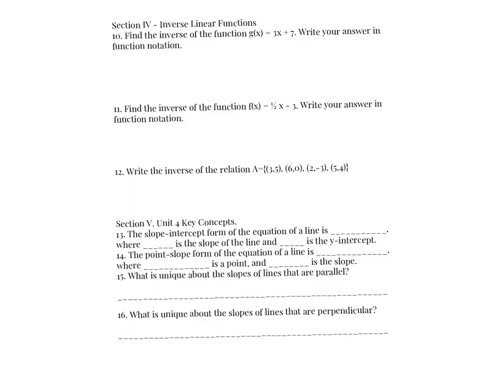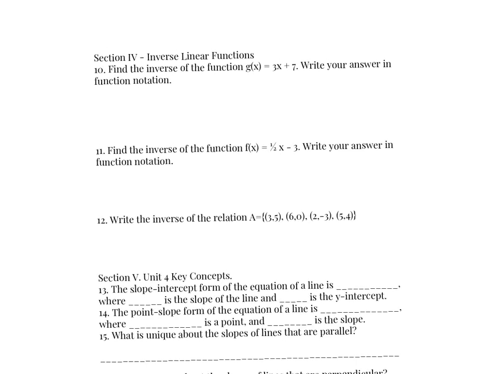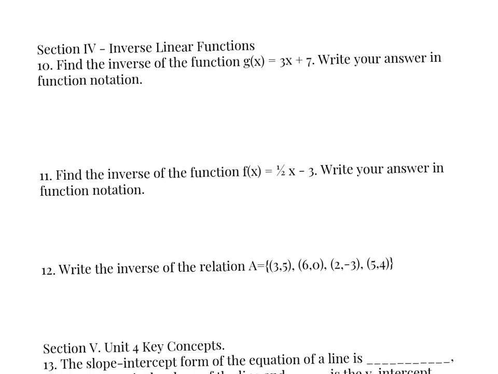Section 4 is all about inverse linear functions. In class, we talked a lot about inverses and saying we switched them, their opposites, things like that. So to find the inverse function, you take your x and y and you change them, and then you solve for your y again. So in this equation here on 10, g of x is the same as saying y. So my equation is y equals 3x plus 7. Now to find the inverse, we write it in function notation like this.